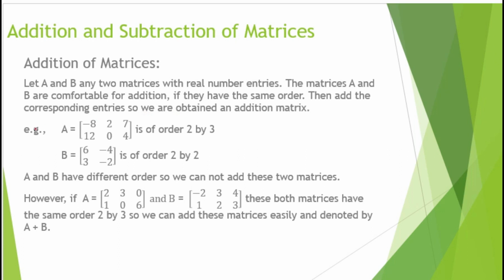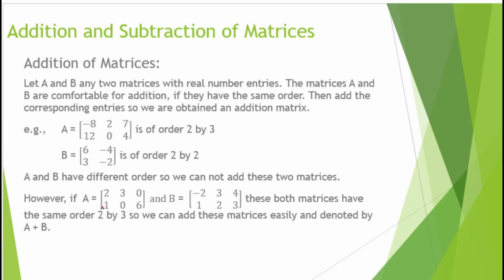So here are some examples. First example, A is equal to minus 8, 2, 7, 12, 0, 4. This is a matrix of order 2 cross 3 and B is a matrix of order 2 by 2. So here A and B matrices do not have the same order, so we cannot add A and B.